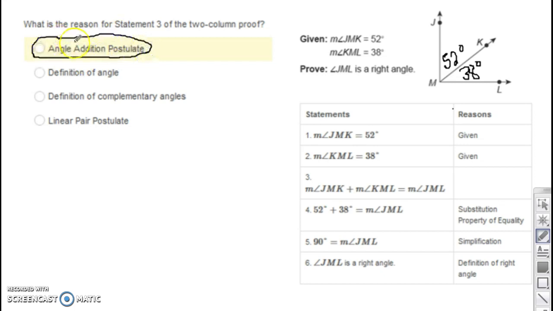And again, I think process of elimination, you would be able to figure that out pretty easily. It's not the definition of an angle. They're not adding up to 90, so it can't be complementary. And they don't form a straight line, so it can't be a linear pair. Actually, they do add up to 90. Sorry about that. They do add up to 90, but it's still not the definition of complementary because we're trying to fill in this blank. And in this blank, it doesn't say anything about them adding to 90 degrees.